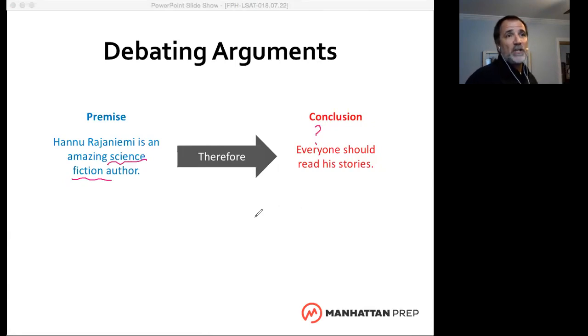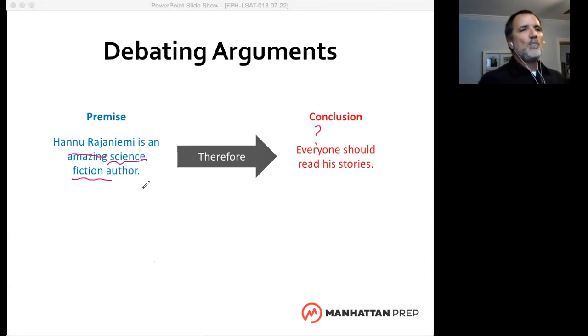So another way you could debate the argument is simply to say, well, Scott, your premise here just sounds like your opinion too, right? He's an amazing science fiction writer. What do you mean amazing? Define amazing. It's your opinion, isn't it?